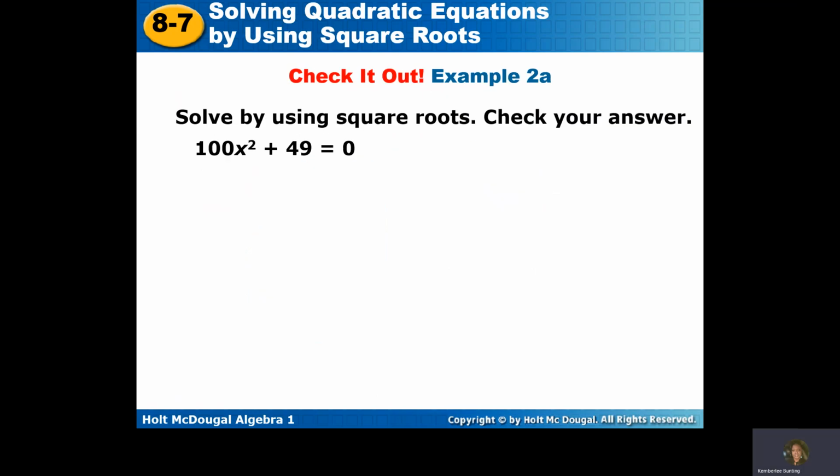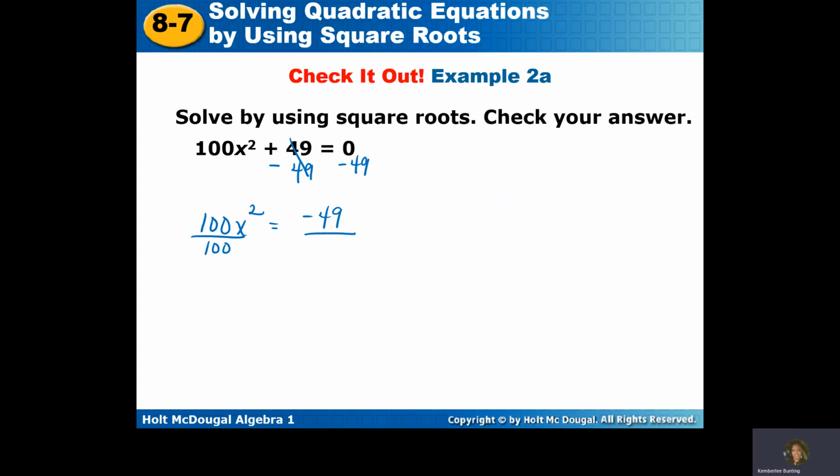Oh, look at this one. Same situation. What do I need to move first? I need to move the 49, right? This time I have to subtract it. So I end up with 100x squared is equal to negative 49. Okay? And then, of course, I'm going to have to divide both sides.